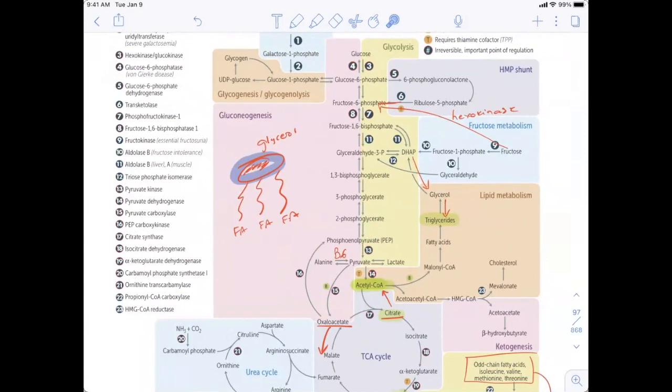Now, once again, remember, this has to be in the liver, because if this was muscle, we will get stuck right here because muscles don't have glucose 6-phosphatase. This is how you connect the dots.